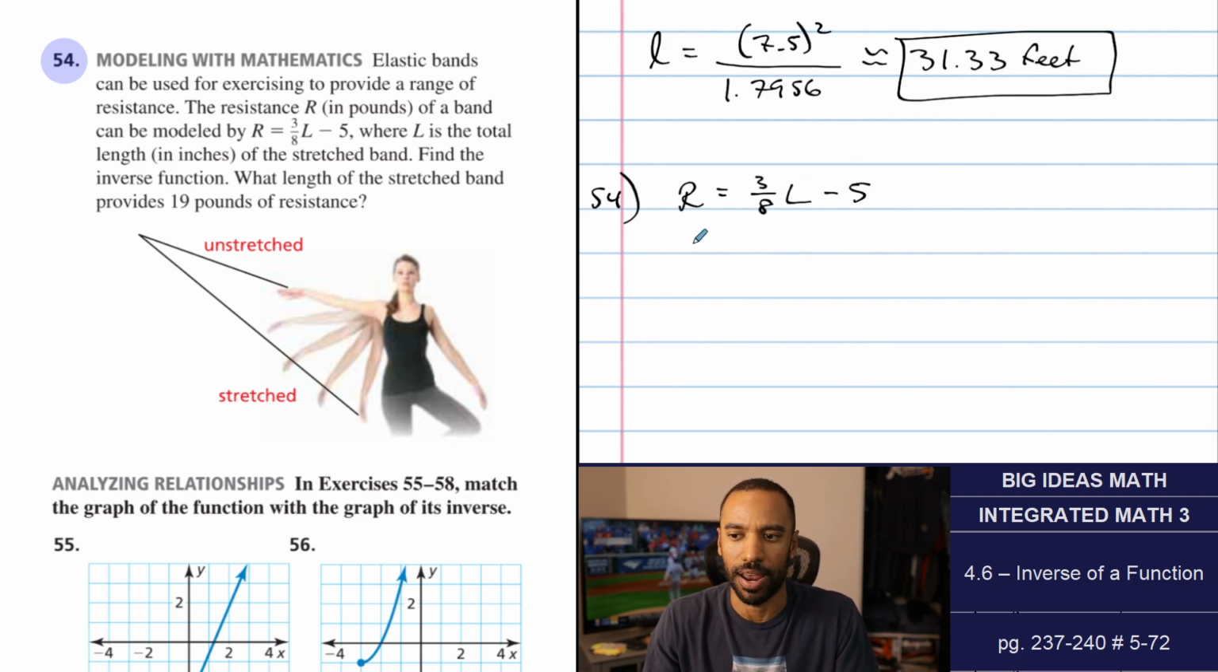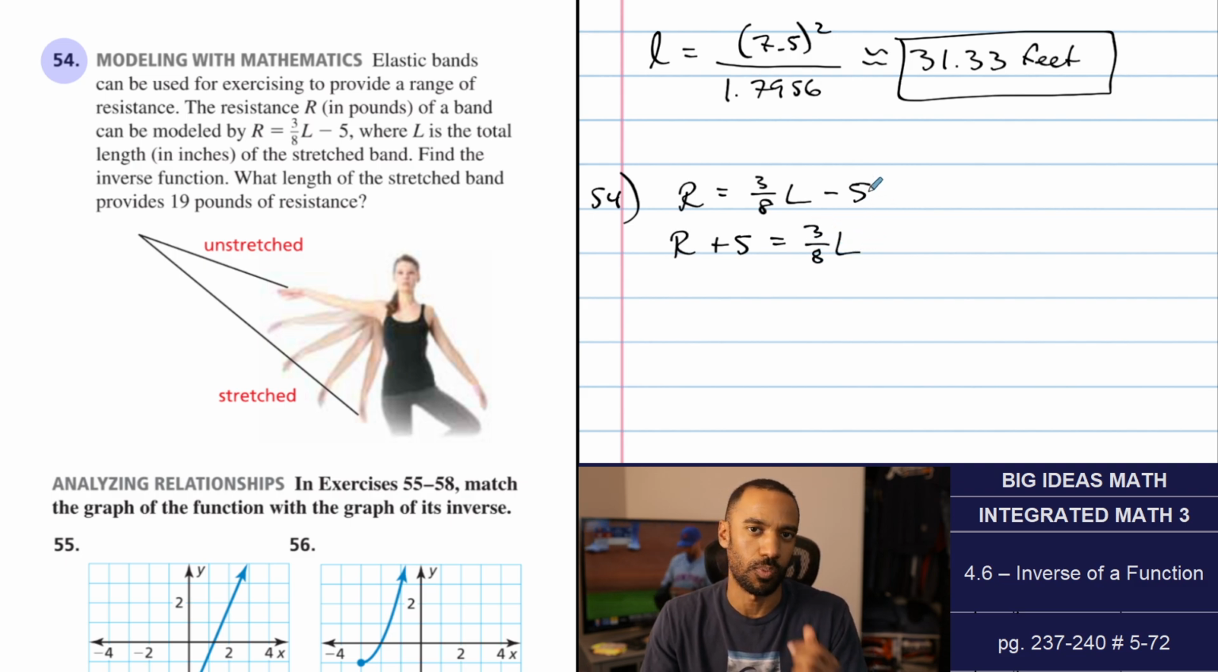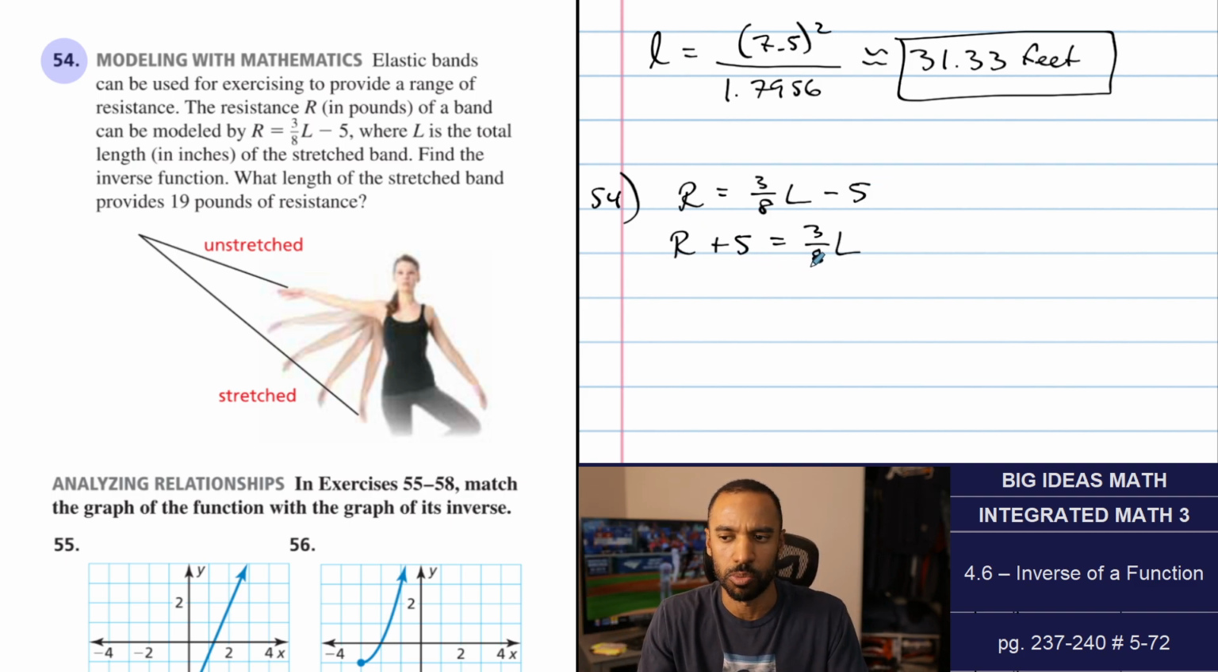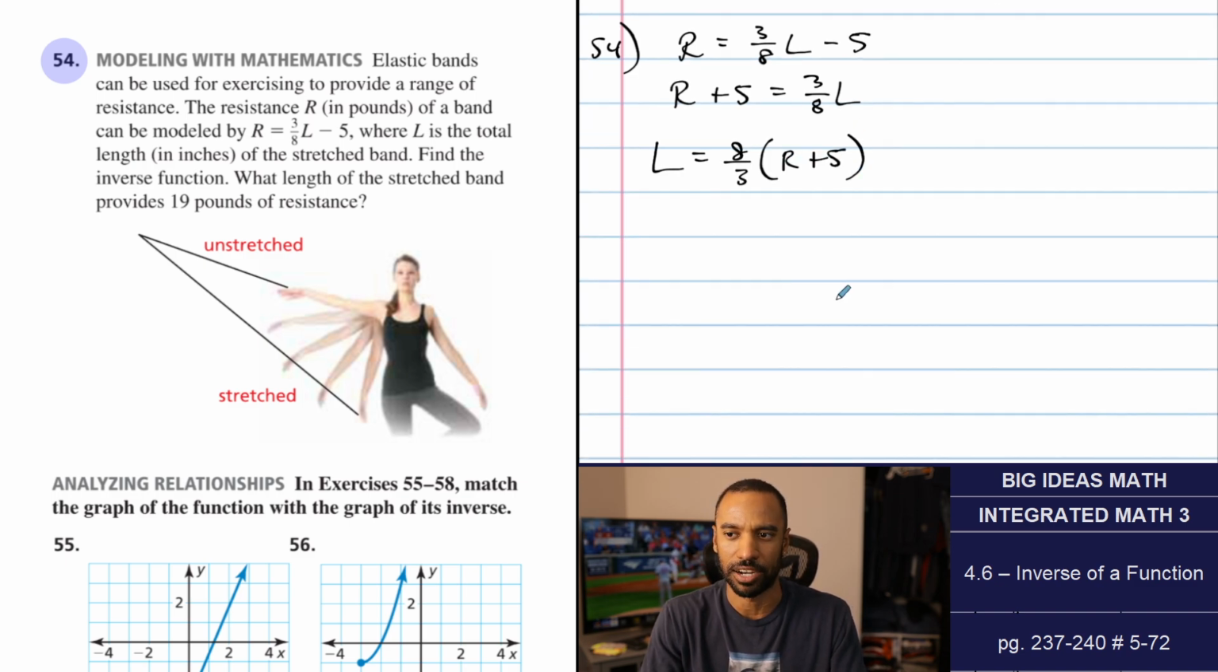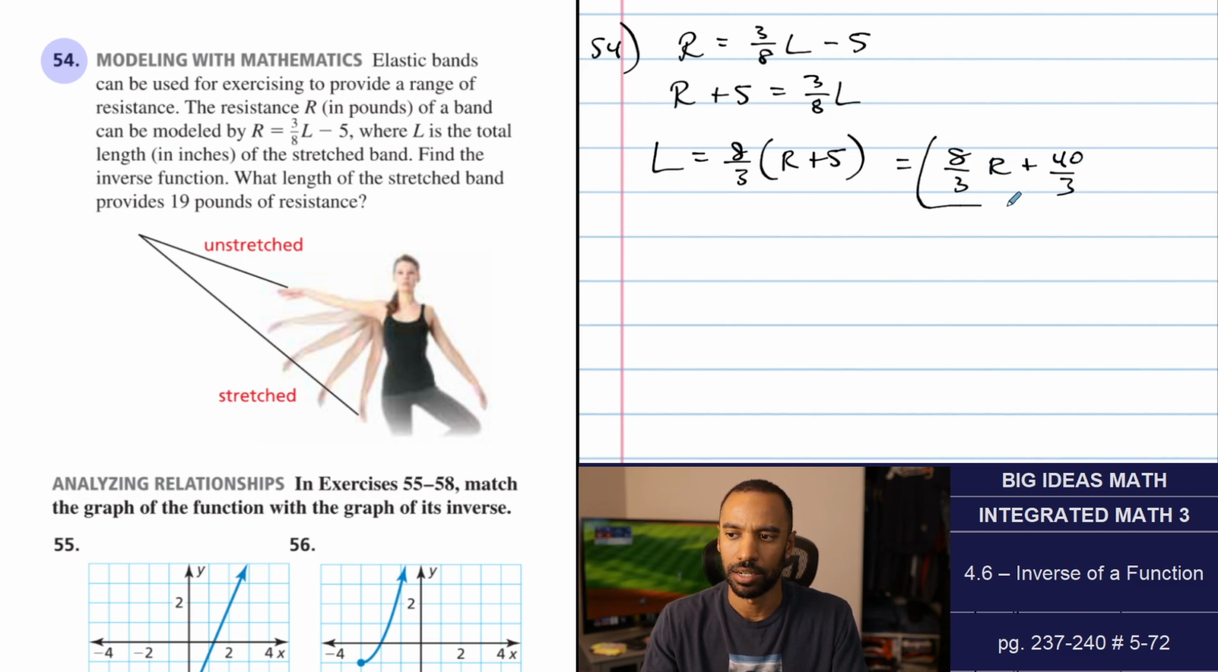So once again, just solving for L. I'll add 5 to both sides. Now, there are domain restrictions for these ones as well, but they're not in the same vein that we got to be careful of certain things because it's not changing the nature of the graphs so much, but that's okay. Now, I'm going to multiply both sides by 8/3, and I'll get L equals 8/3 times r plus 5. I'm not going to bother distributing just because it's weird fraction stuff anyway, so I'm just going to leave it like this. Unless you want it, it'll be 8/3 r plus 40/3, like that.